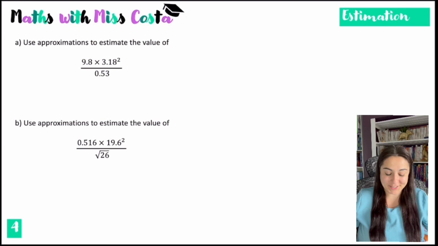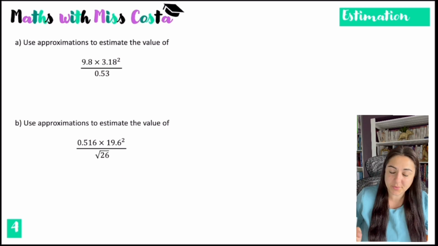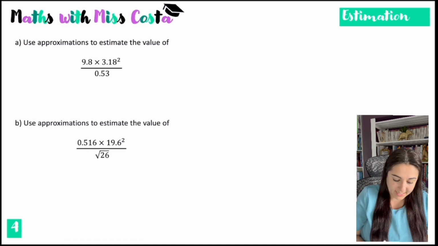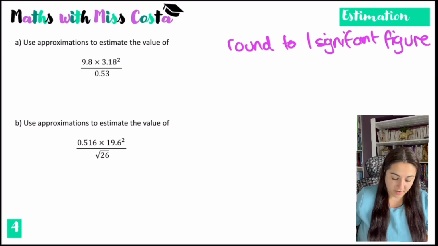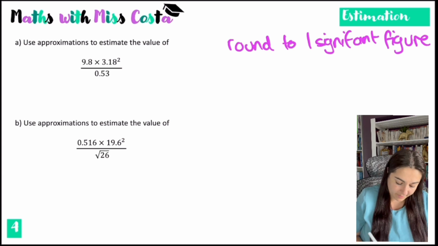So in this question, I am being asked to use approximations to estimate. Now, whenever you see the word approximate or estimate, generally, unless you were told otherwise, it means round each part of the calculation to one significant figure. Okay, now it's really important you do this for each part of the calculation. So let's have a go over here.